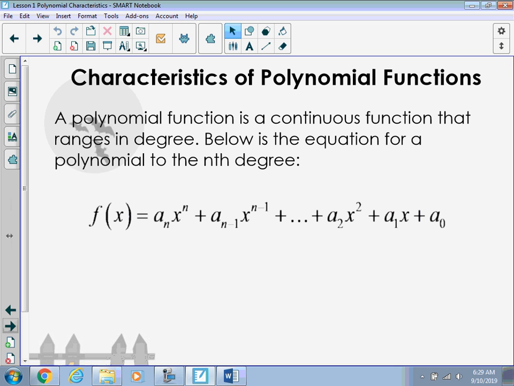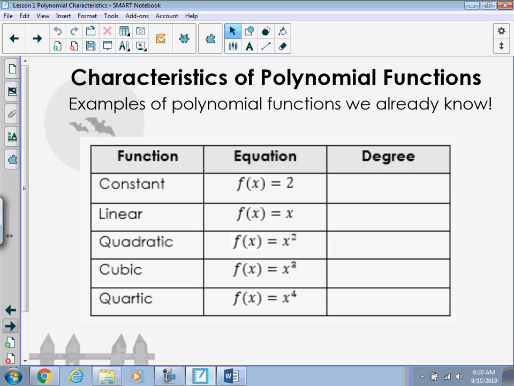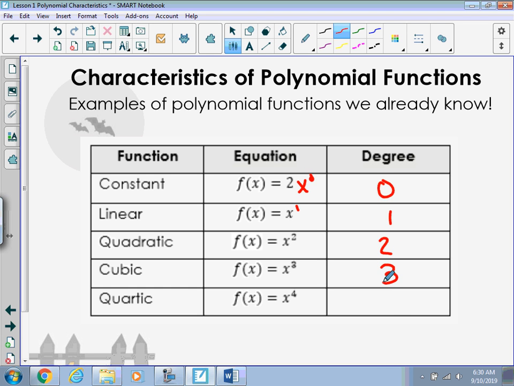So it can be an infinite number of degrees. We have a few of the common ones listed here. The first one is the constant. Notice that there is no x, which really means it's just x to the power of 0, so the degree here would be 0. If we're looking at a linear function, it's just x, which is really to the power of 1, so it's a degree of 1. A quadratic, it's got the squared, so it's a degree of 2. Cubic is a degree of 3, and a quartic is a degree of 4.